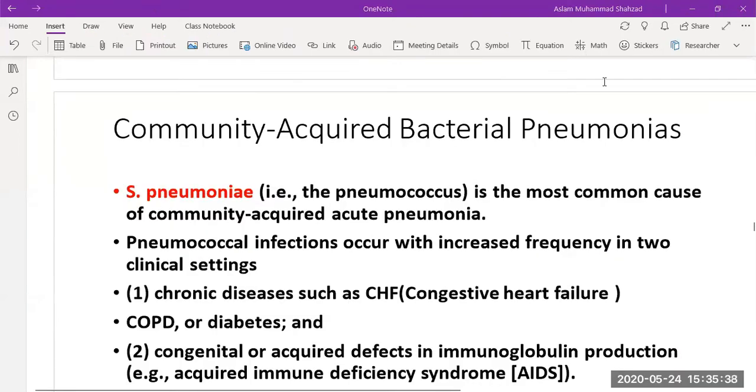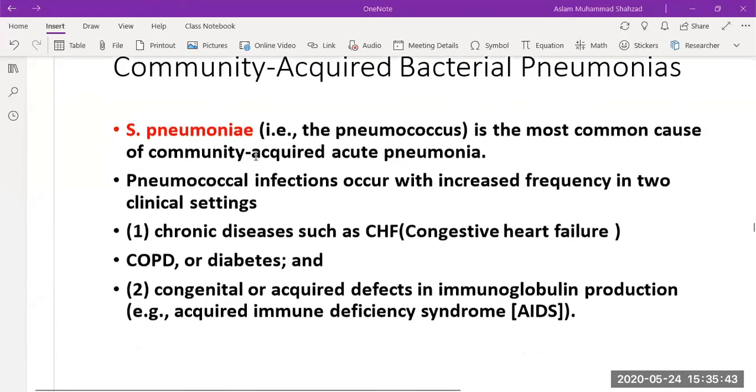Let's discuss community-acquired bacterial pneumonias. The most common cause is Streptococcus pneumoniae. The increased frequency of pneumococcal infection occurs in settings such as congestive heart failure, chronic obstructive pulmonary disease, or diabetes, or if a patient has a defect in immunoglobulin production, such as in AIDS. In these clinical settings or chronic diseases, there will be more chances of pneumococcal infection.